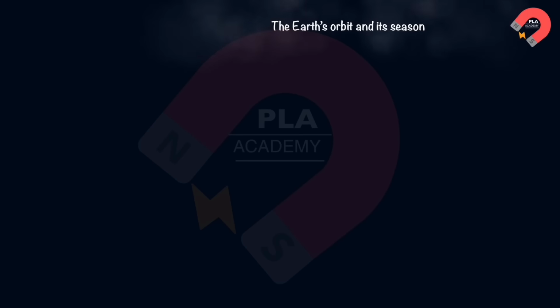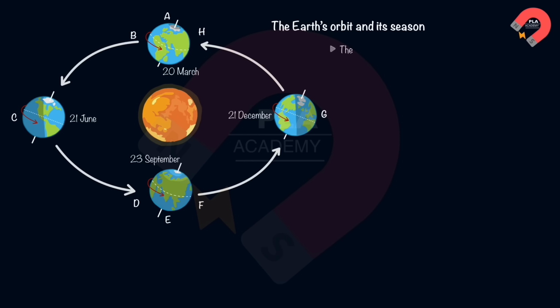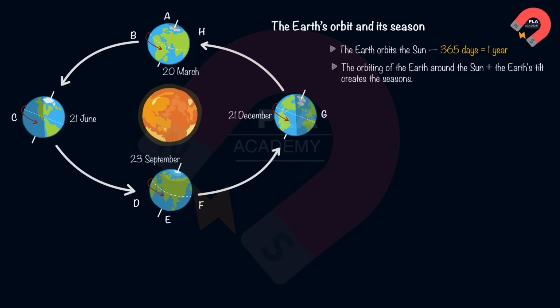The Earth's orbit and its seasons. The Earth orbits the Sun once in approximately 365 days. This is 1 year. The combination of the orbiting of the Earth around the Sun and the Earth's tilt creates the seasons. Over parts B, C and D of the orbit, the northern hemisphere is tilted towards the Sun.